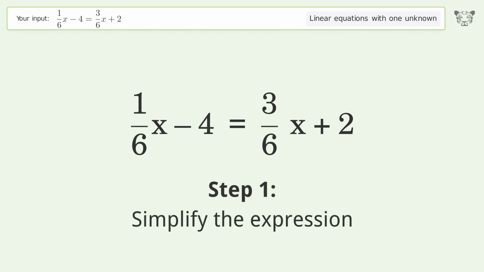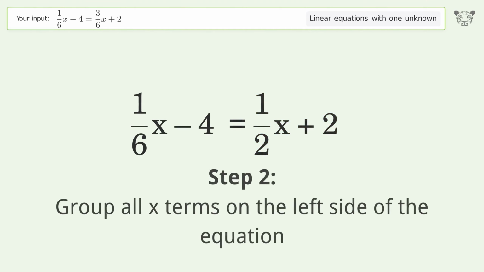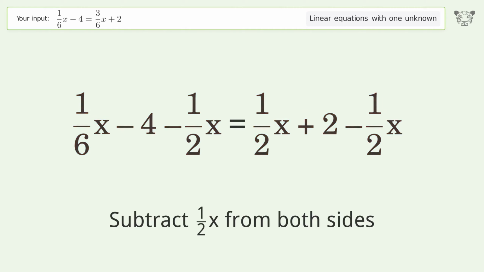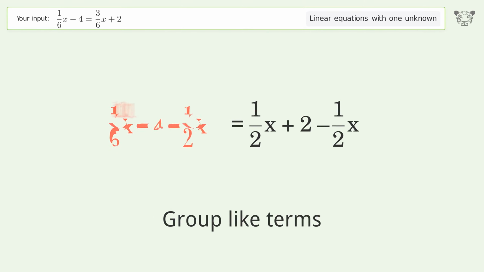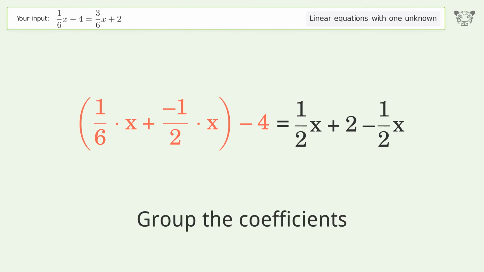Simplify the expression. Combine like terms. Group all x terms on the left side of the equation. Subtract 1 over 2x from both sides. Group like terms. Group the coefficients.